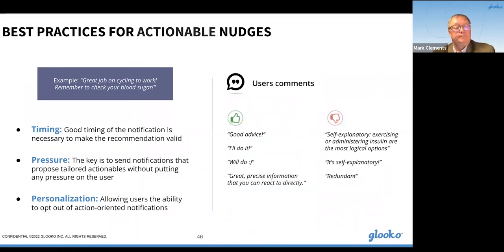One can also identify the proper timing. One can examine how to avoid unduly pressuring the individual. One wants to send tailored actionable alerts without putting pressure on the user so they don't disengage. And one wants to personalize this, so allow the user the chance to opt out of action-oriented notifications.